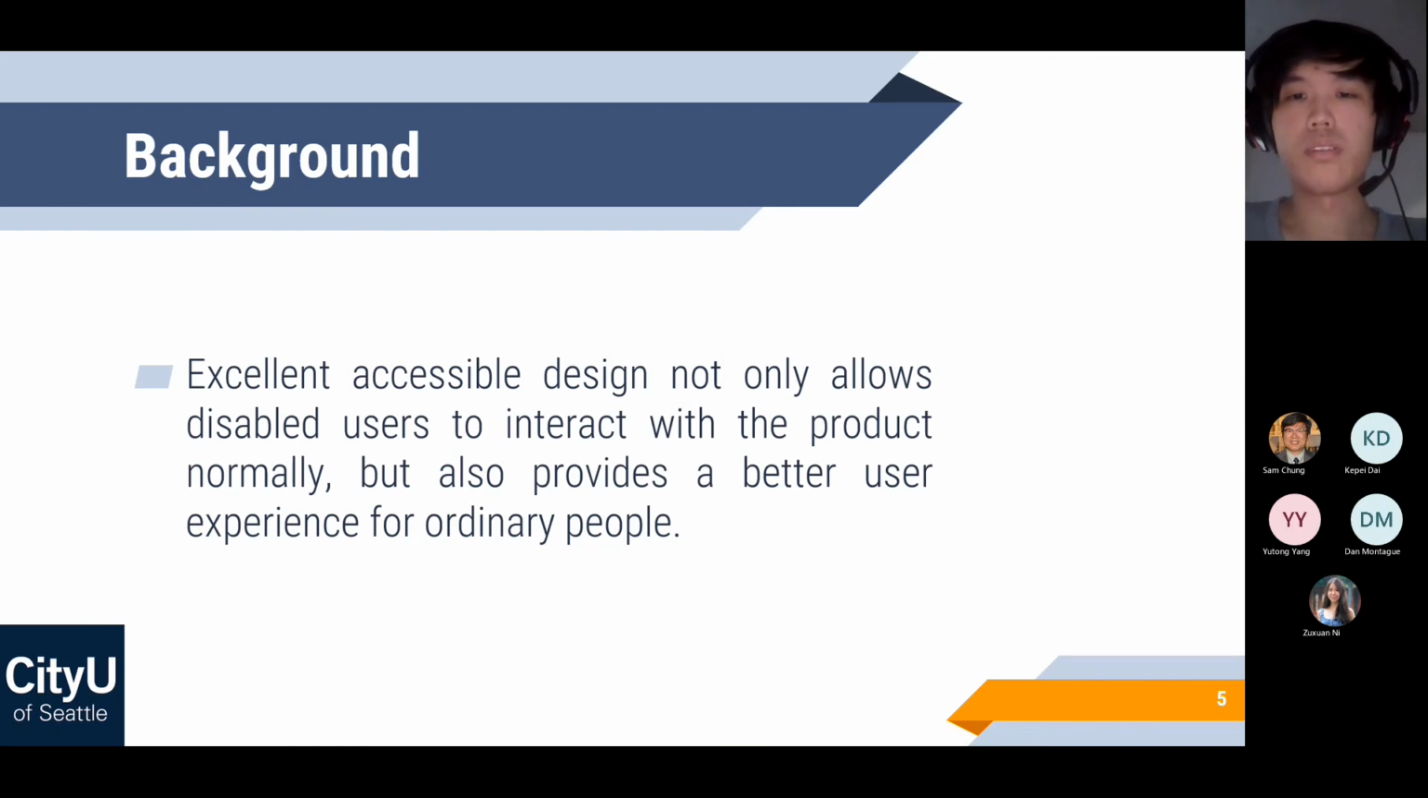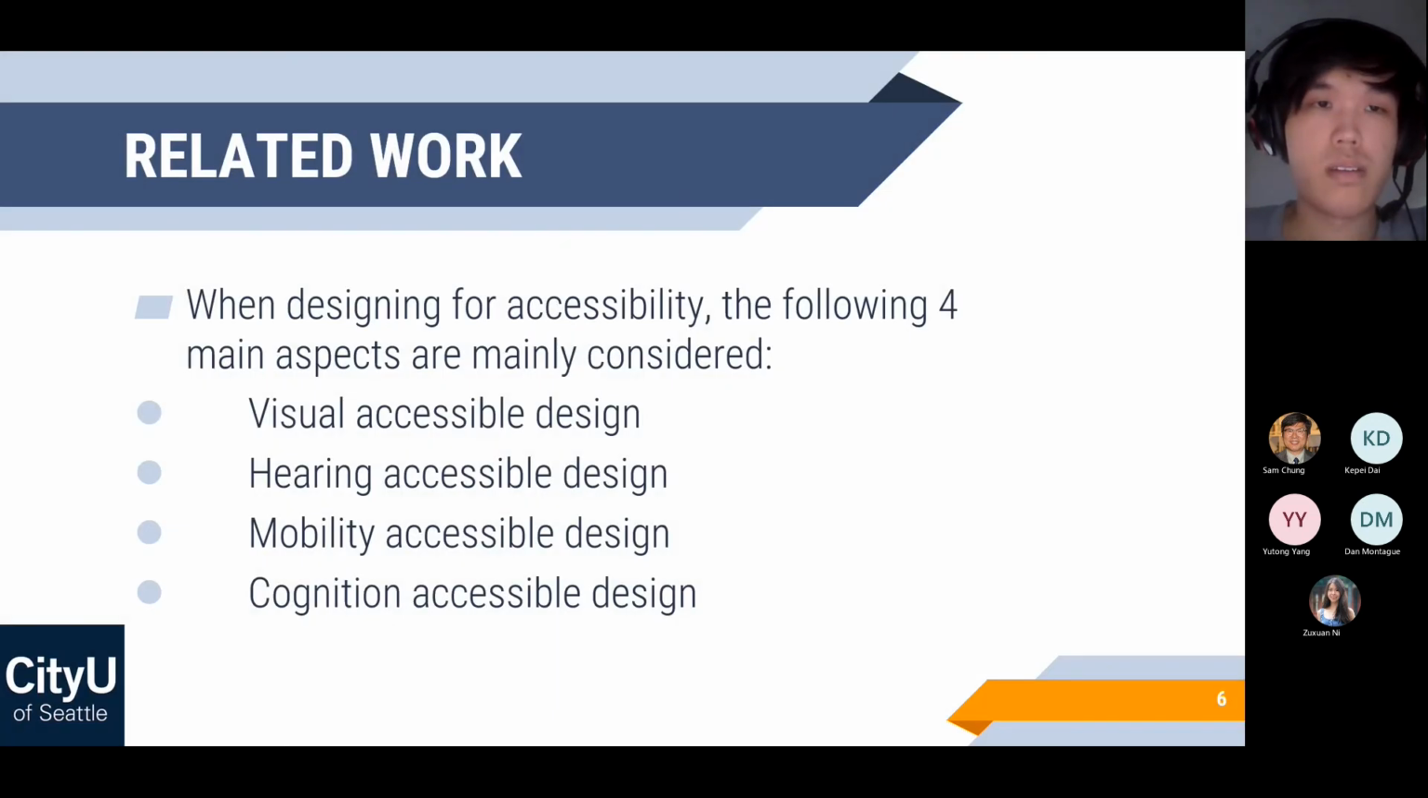Excellent accessible design not only allows disabled users to interact with the product normally, but it also provides a better user experience for other people. So first, I design for accessibility from the following four aspects: visual, hearing, mobility, and cognition.